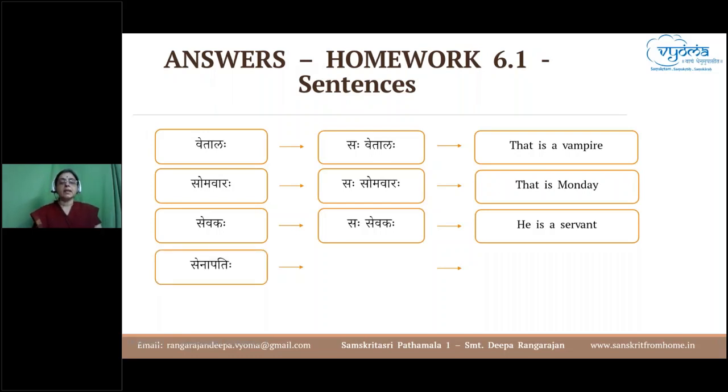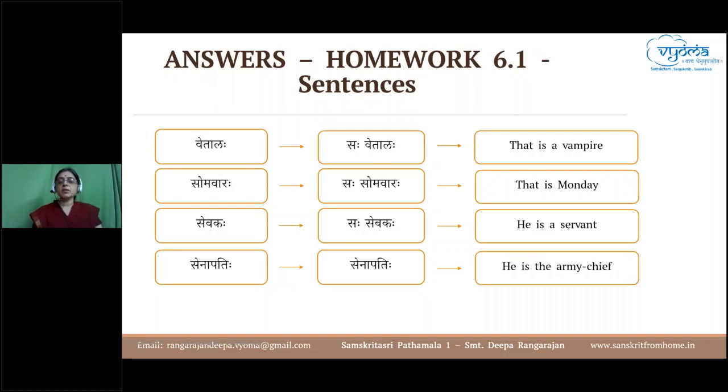Next is Senapatihi. Saha Senapatihi, meaning? I don't know. It's a warrior. Senapatihi is the army chief. Sena is the army. Patihi is the lord or swami or the chief, the head. So he is the army chief. Dhanyavadaha.